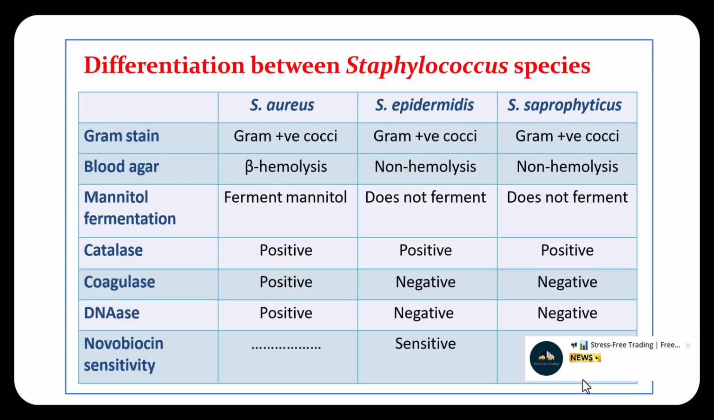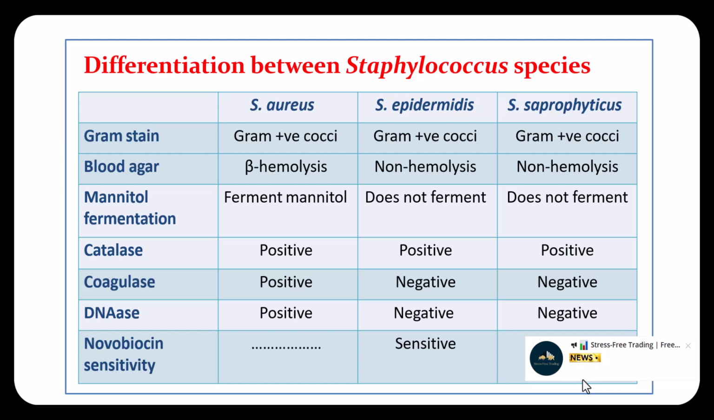And in this table we can differentiate between the three medically important Staphylococcus species: Staph aureus, epidermidis, and saprophyticus. All are gram-positive bacteria and cocci, while Staph aureus on blood agar produces beta hemolysis, while epidermidis and saprophyticus are non-hemolytic on blood agar because they don't have the hemolysin enzyme, while Staph aureus has the hemolysin enzyme, which indicates the virulence factor of the Staph aureus.